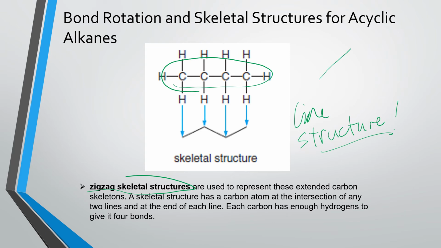Sa line structure na yan, yung line means the bond, and each edge would mean carbon. And then yung H will not be represented. Yan. So, kung may line kang methane, ganyan lang. Yung methane, simple lang, di ba, isa?